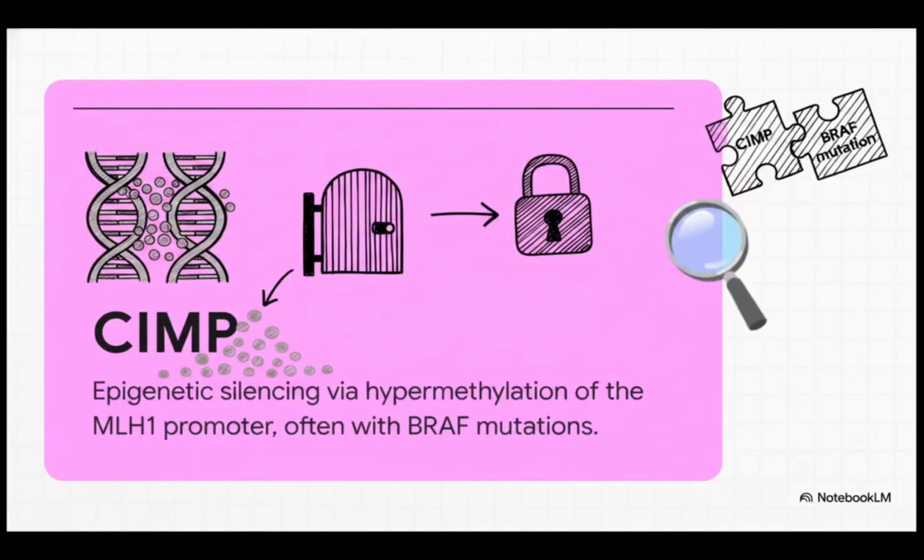Oh, and within this pathway, you absolutely need to know the term CIMP, C-I-M-P, CpG island hypermethylation phenotype. This is super cool because it's not actually a mutation in the DNA code itself, but epigenetic silencing. The promoter region of the MLH1 gene gets hypermethylated, meaning it's wound up tight and just shut off. And here's the high-yield part. This silencing almost always occurs right alongside BRAF mutations. Tie those three together, CIMP, MLH1 hypermethylation, and BRAF.